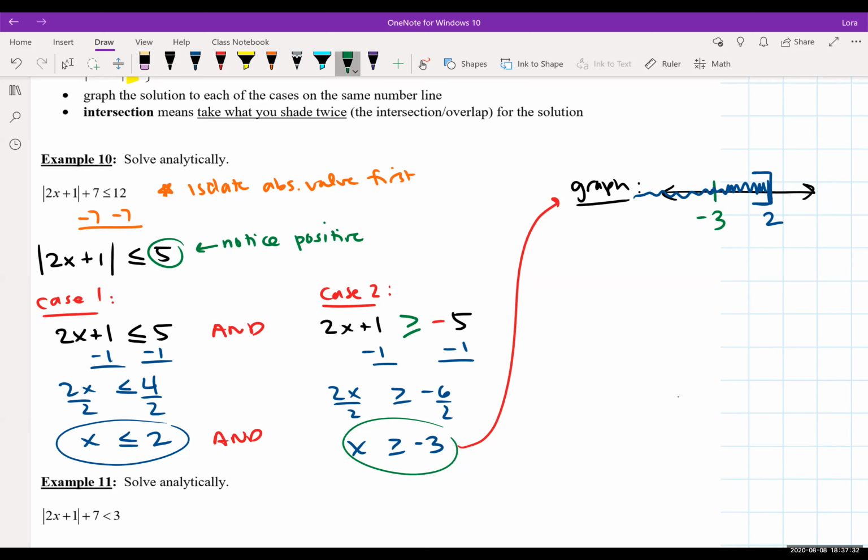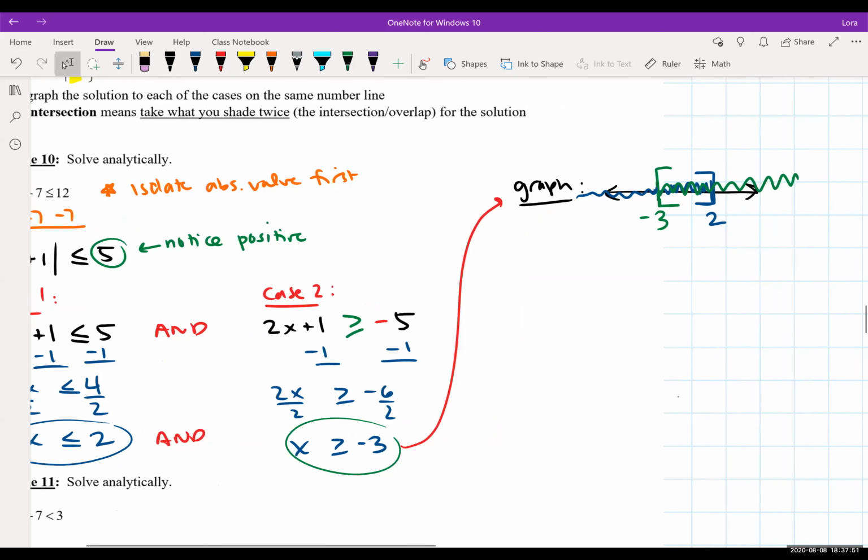Now, x is greater than or equal to -3 means you would be shading to numbers that are bigger than -3. And you'll have a bracket opening up to where you shade because you have the greater than or equal to.